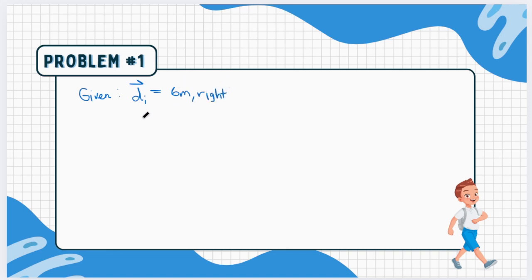Okay, and then, after that, he walked 5 meters to the left. Now, if you remember the cardinal directions, the DI would be positive 6 meters kasi towards the right siya, while the DF is negative 5 meters. So, anong hinahanap natin?